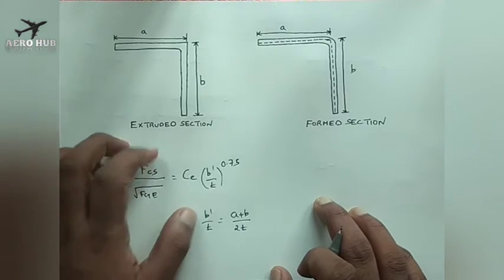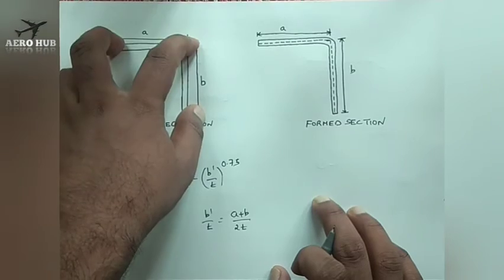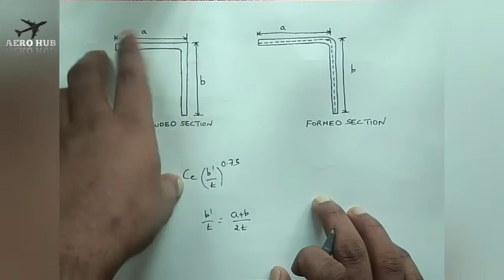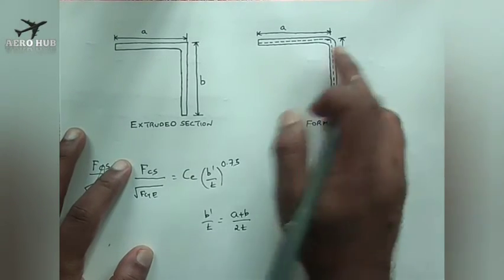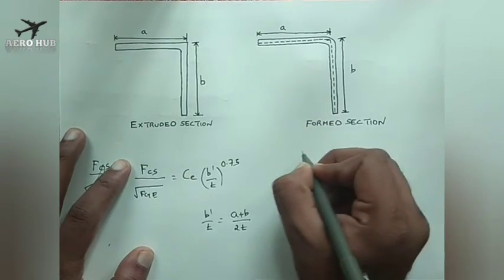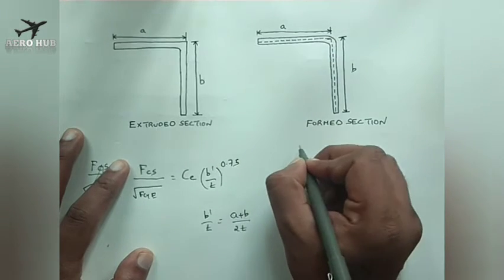Okay, now for extruded section we can easily find out the value of A and B. Okay, it is already given in the section. A and B can be easily found out. But in the case of formed section, you have to use the center line properties.